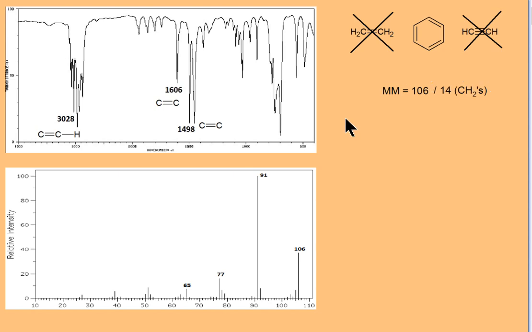Divide by 14 to work out the number of CH2 units, and it comes to about 7. And we've got a remaining mass of 8 to account for. If we use that together with 4 hydrogens, that gives us a mass of 12 to give us an extra carbon. So it looks like the chemical formula is actually C8H10. So it looks like a benzene derivative with 2 extra carbons, something like maybe ethylbenzene.